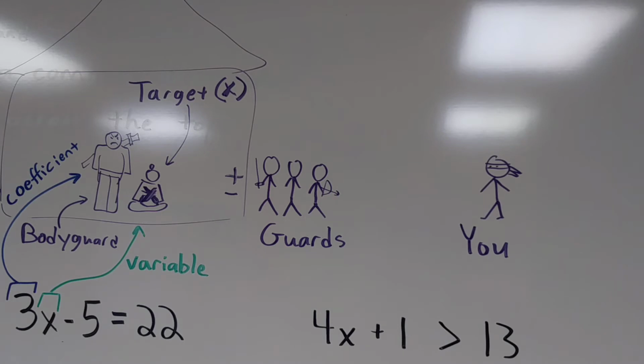You will also have a coefficient attached to your variable. That's like the bodyguard that you have to defeat before you can get the variable by itself. And you'll also have a constant, or regular number. That's very much like the guards. You have to get past the guards before you can get to the bodyguard, and get rid of the bodyguard before you can get your target alone. This is the order we'll take when we solve our equation or inequality.